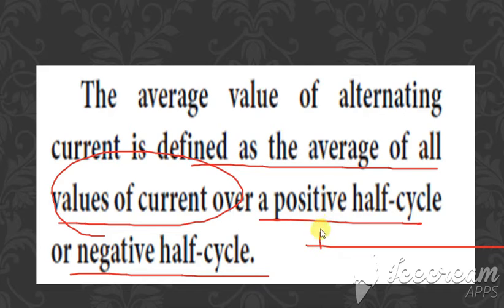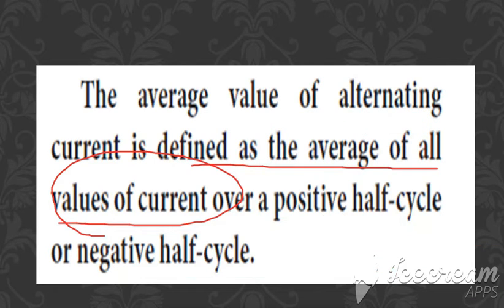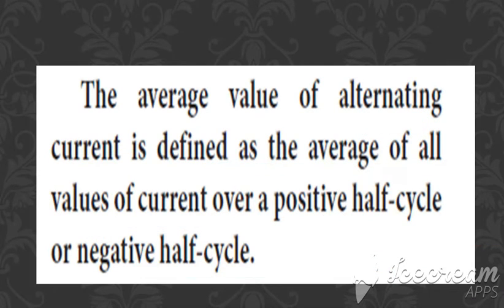So, we can take either one. This is said to be the positive half cycle and this is said to be the negative half cycle. So we take only one of them, only the positive, or otherwise only the negative. The sum of all the values of current in it, if we add all the values of current in it, then that gives your average value. Okay, so the average value of alternating current is defined as the average of all the values of current over a positive or the negative half cycle.